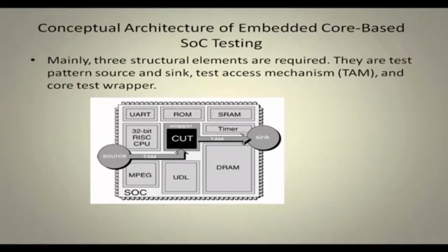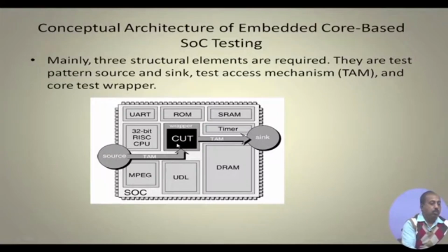So, this typically shows what is happening in the testing of an embedded core based SOC system. We mainly require 3 structural elements: test pattern source and sink, test access mechanism, and core test wrapper. This is a typical SOC that has a number of modules like UART, ROM, SRAM, CPU, timer, DRAM, UDL, etc. Suppose this is the circuit that we are going to test. That is marked as core under test, or CUT.